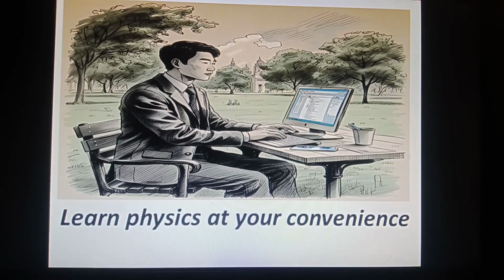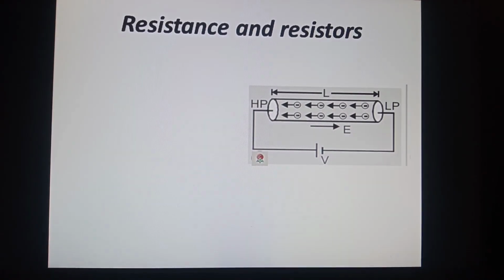Let us start our lesson. The topic is resistance and resistors. Look at this diagram. When we apply potential difference across a conductor, current starts flowing in it. Current is due to the flow of electrons or negatively charged particles.